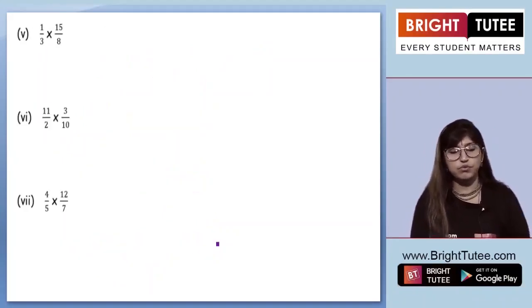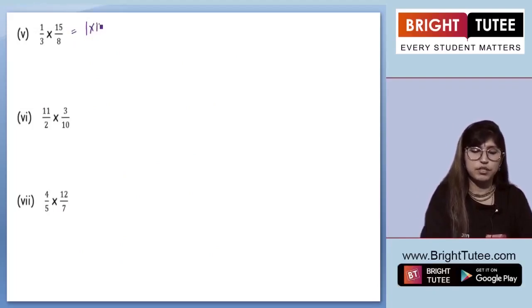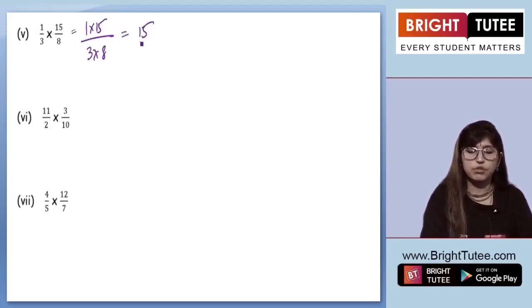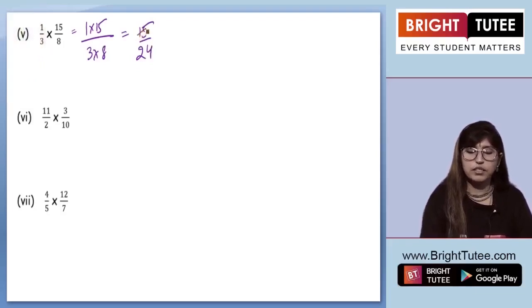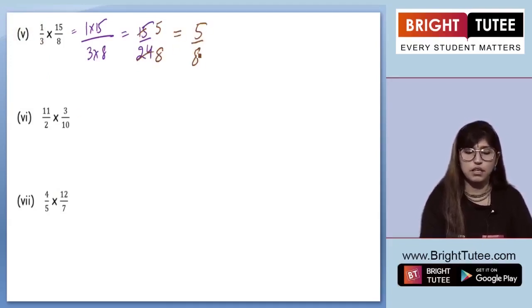Now let's move on to fifth part. We'll be doing the same thing. 1 times 15 over 3 times 8, which will be 15 by 24. So to make it to the lowest form, let's try and divide it by 3. So 3 fives are 15, 3 eights are 24. So we'll be getting 5 by 8 as the final answer. Move on to the next part.